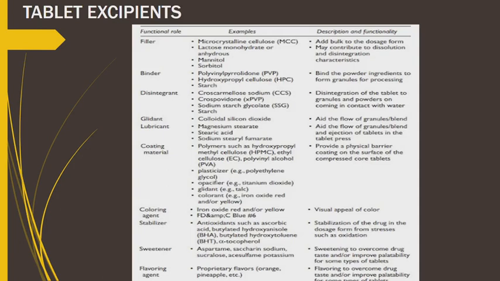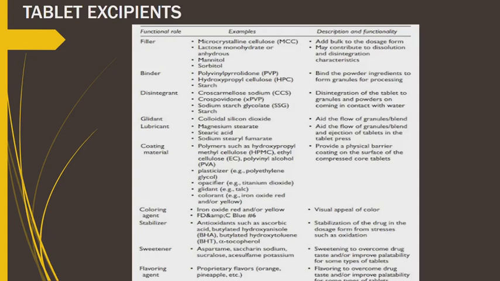Next is coating material. The most common coating materials used are polymers such as hydroxypropyl methyl cellulose HPMC, ethyl cellulose EC, polyvinyl alcohol PVA, plasticizer example polyethylene glycol, opacifier example titanium oxide, glidant example talc, colorant example iron oxide red or yellow. The function of coating material is it provides a physical barrier coating on the surface of compressed or core tablets, such as we saw in enteric coated tablets.